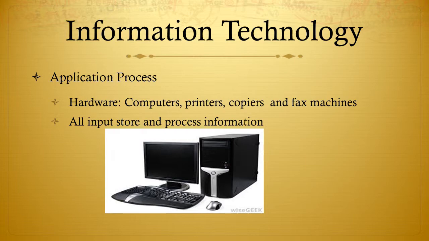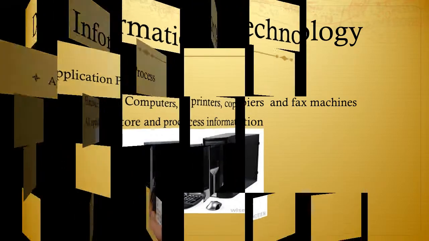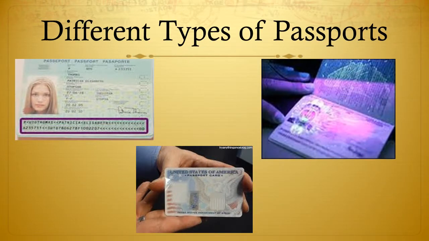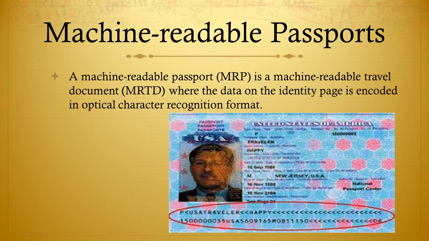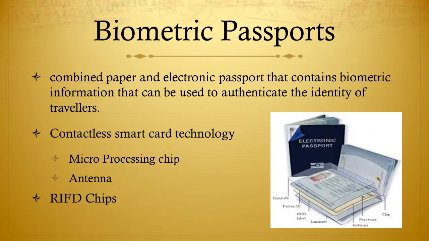Information technology is used within the whole application process. All services use hardware, such as computers, to input, store, and process all information. The passport booklet and card itself have some type of technology embedded in it. The machine-readable passport has a machine-readable travel document where the data on the identity page is encoded in optical character recognition format. A biometric passport is a combined paper and electronic passport.